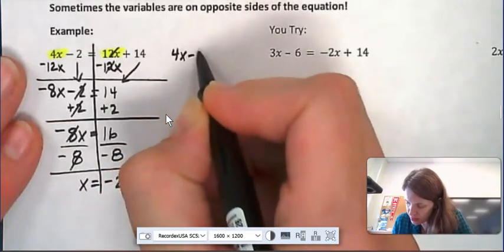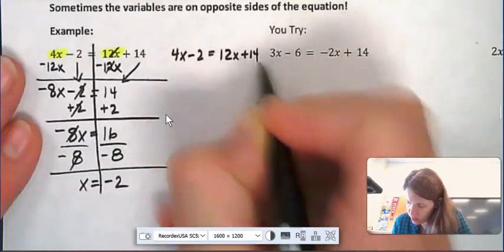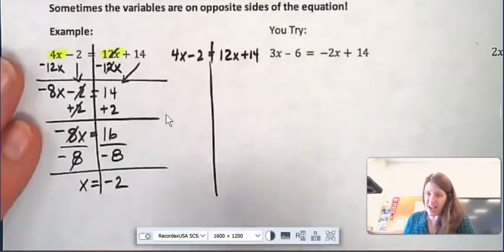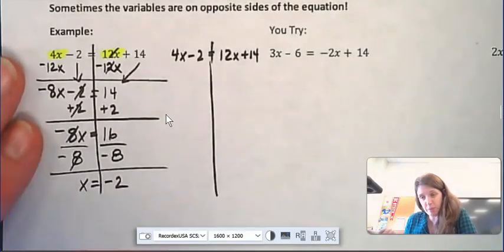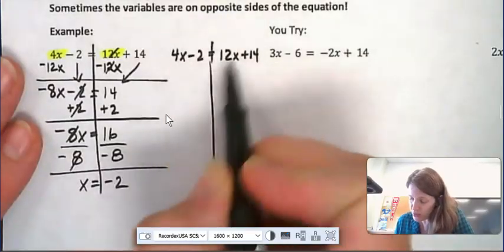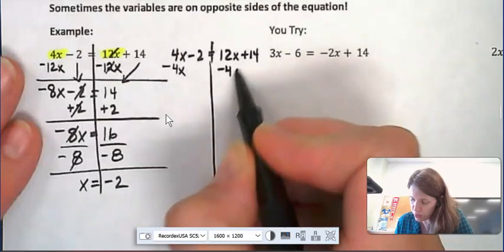So no different. I'm going to get the same answer. I'm just going to move my variable the other way. So let's look real quick, and this is, again, not different. I just like to do it this way because then I keep the variable positive and I have fewer mistakes. So let's say I want to move this 4x over here. I would do a minus 4x.